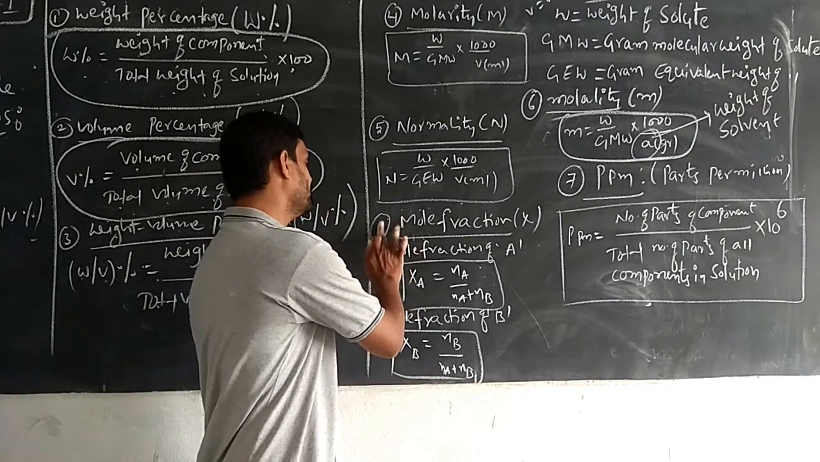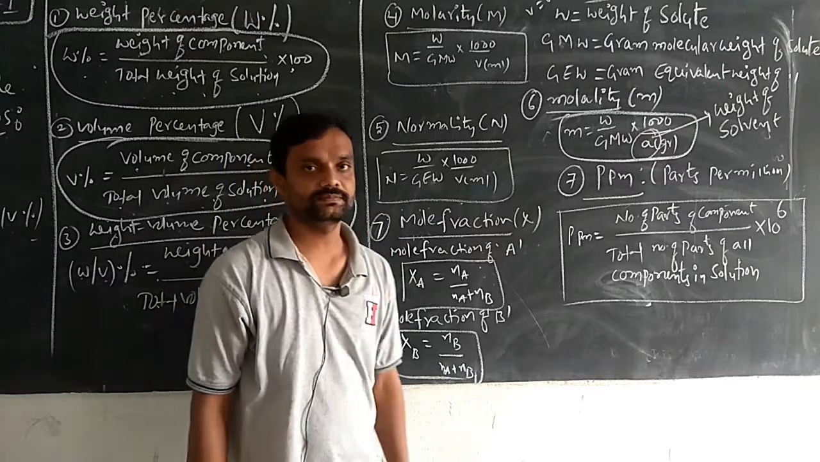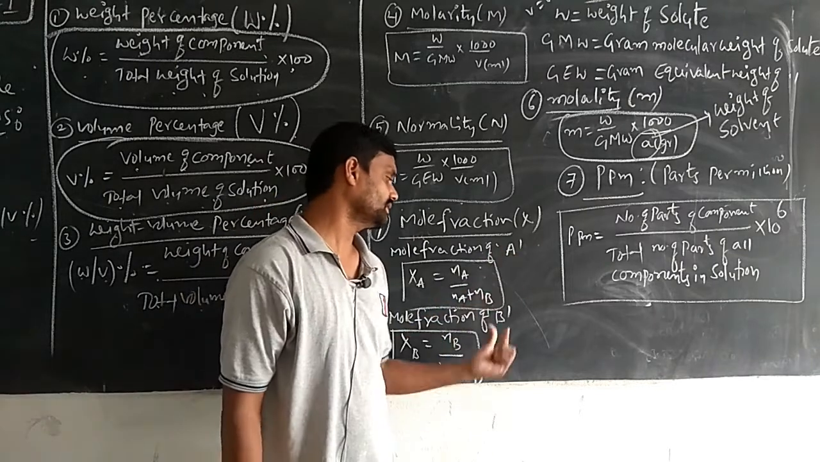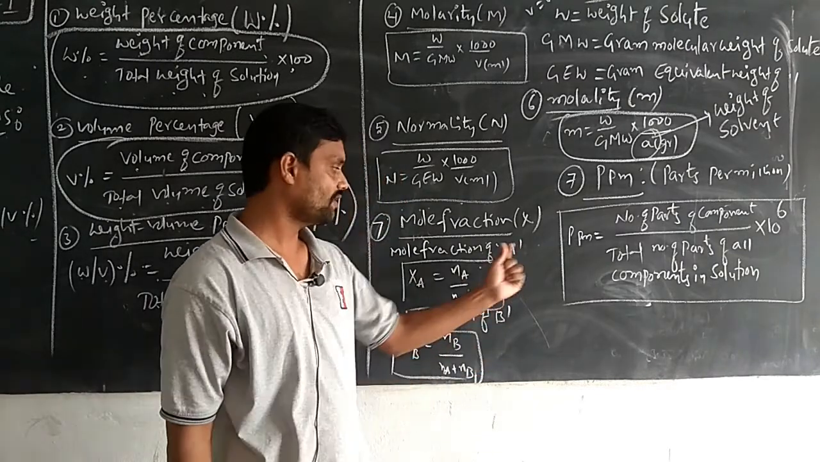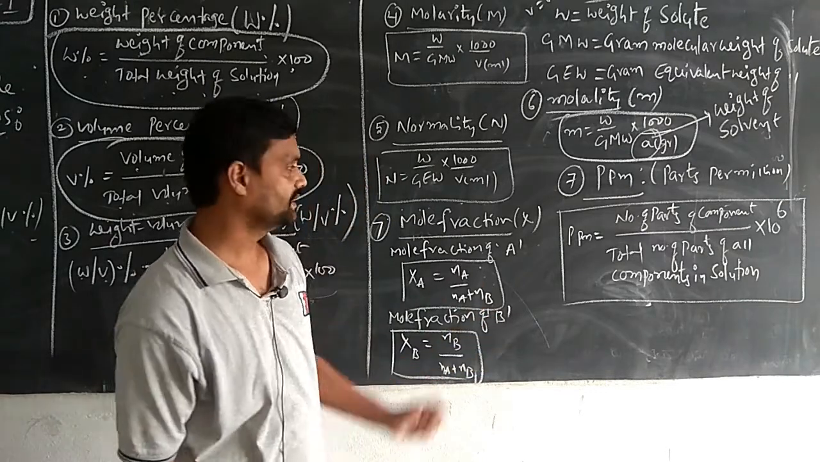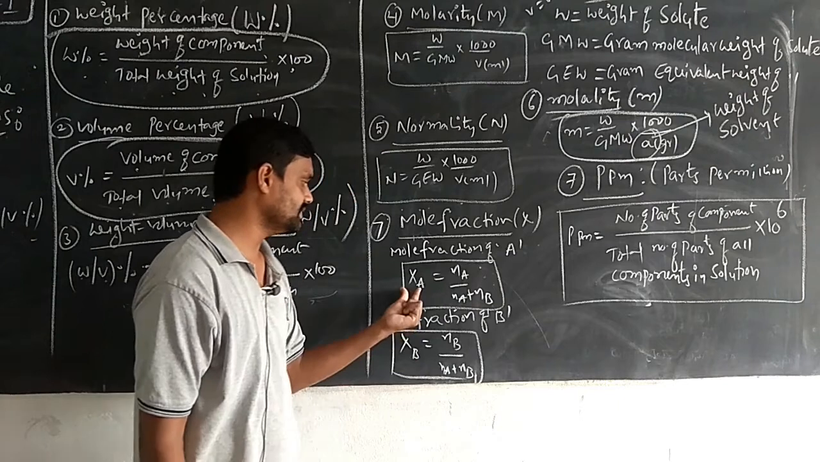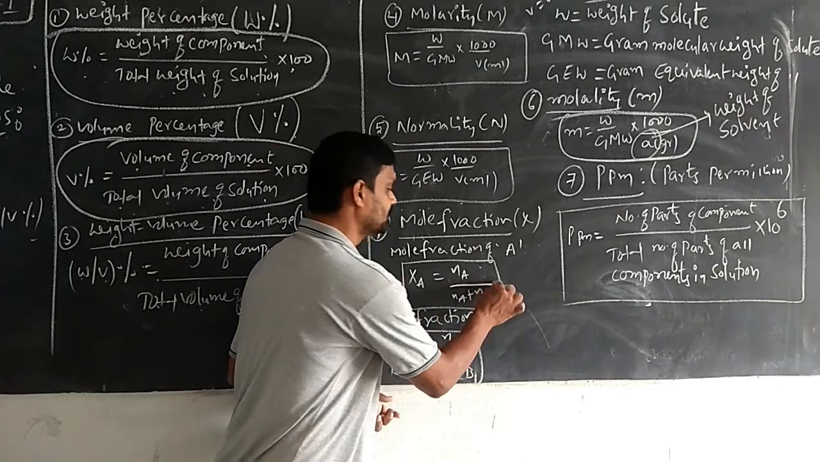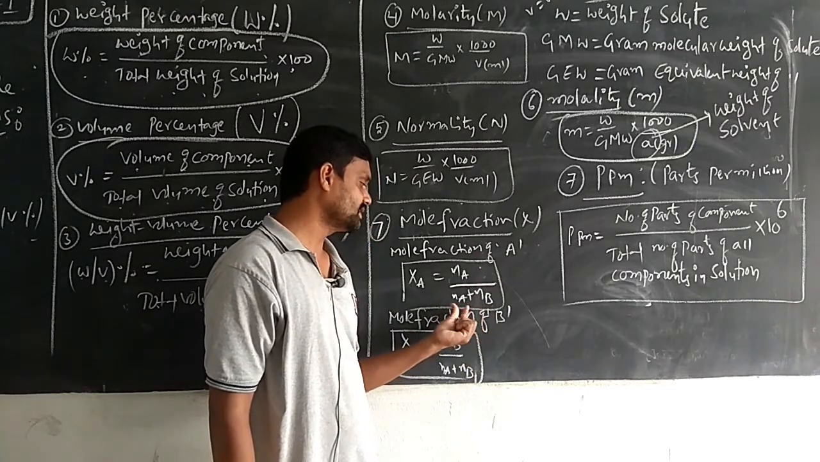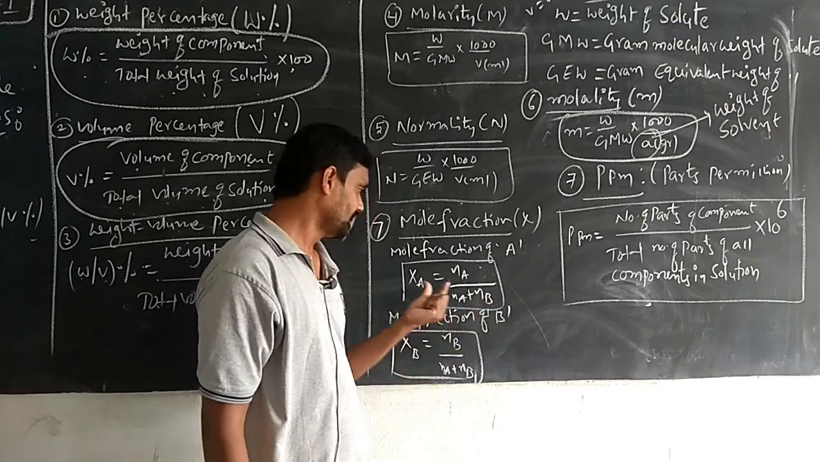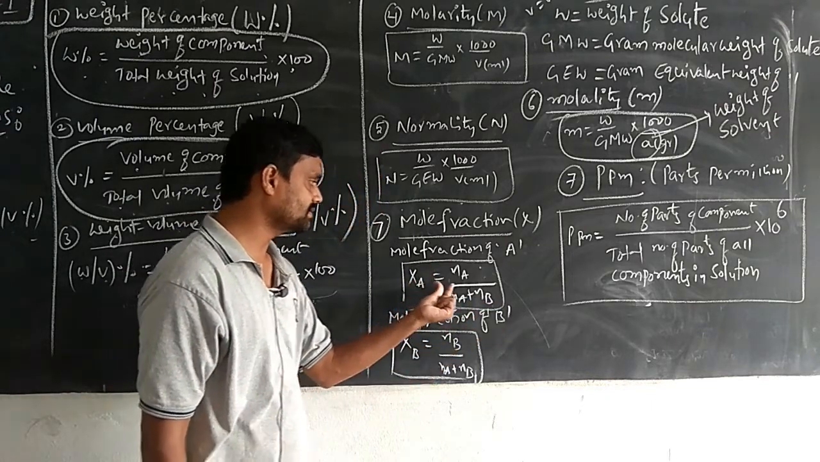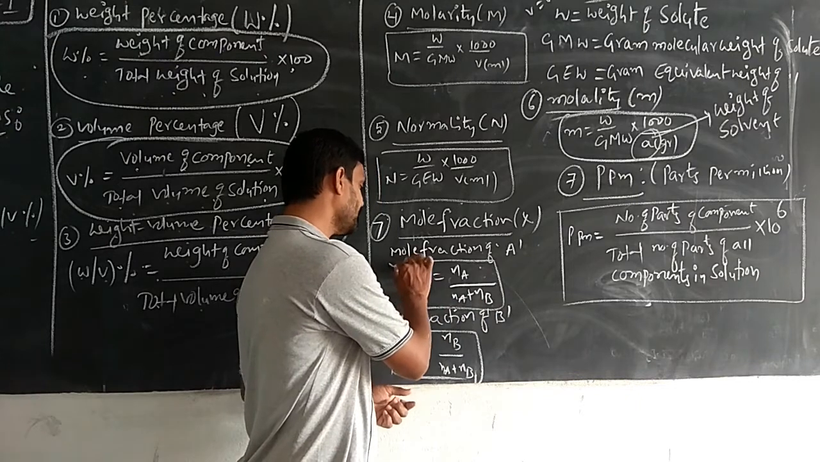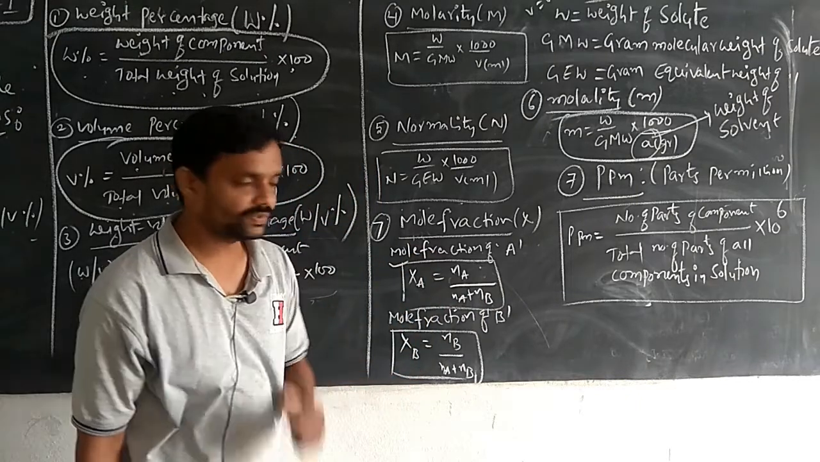Next we move to the mole fraction, x. For example, in a solution, A component and B component will be present. Then the mole fraction of A is equal to the number of moles of A divided by the total number of moles of all components, that is Na plus Nb. Mole fraction of A, Xa, is equal to Na by Na plus Nb. This is the formula for determining the mole fraction of one component, A.